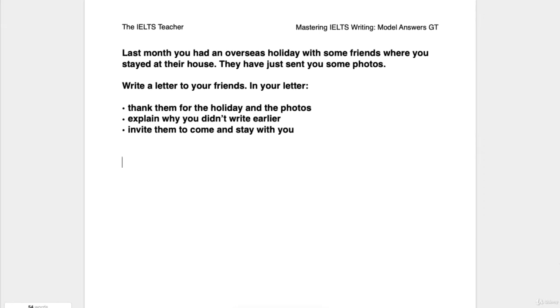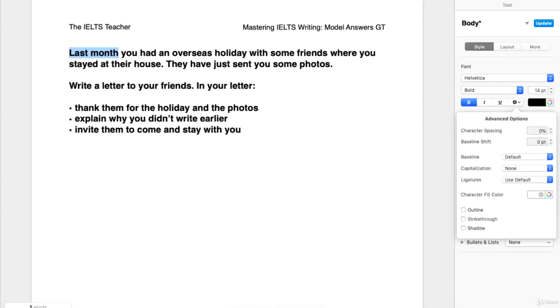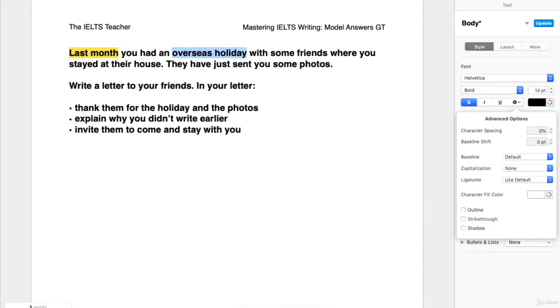Let's try and find them all by highlighting or underlining the key words. We may want to reference the fact that it was last month. This does not need to be a big part of the letter at all, but we may just want to reference it. Might not come up, but it could be important to add there. It was an overseas holiday. Notice it was in a different country. Again, this is something we might be able to reference within the letter itself.